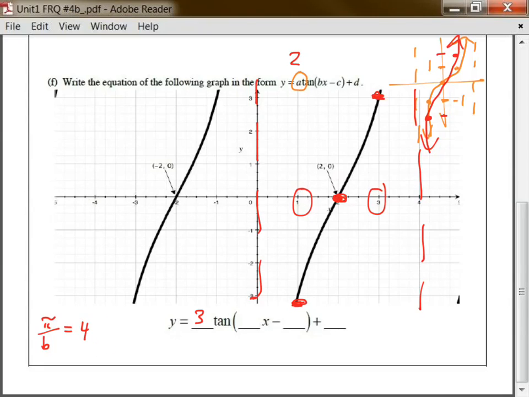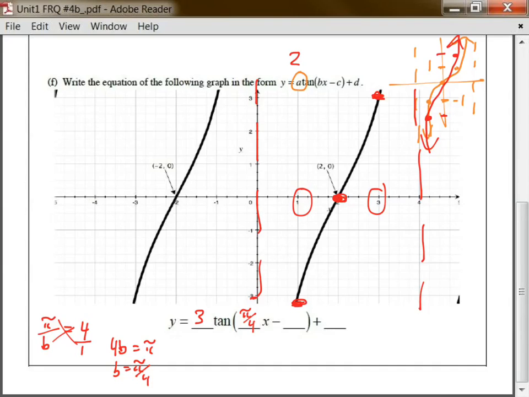So we set it up algebraically. This is how I'm going to choose to solve it. You can probably do it in your head if you understand it well enough. I'm going to cross multiply, so I have 4 times b equals pi, and then b would equal pi over 4, and so that's what I would put right here, pi over 4.